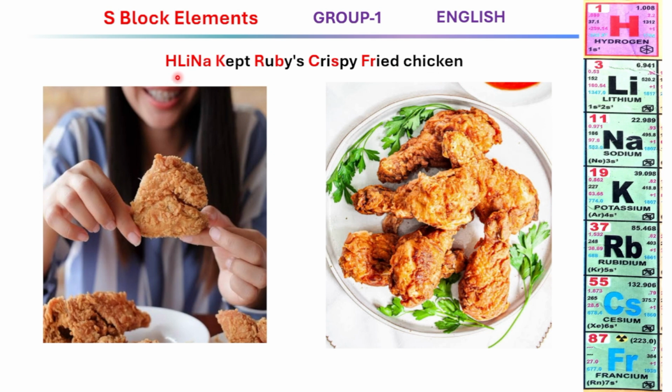Now Helena, this one covers hydrogen, lithium and sodium. And from kept is starting with potassium, K sign. So this K represents potassium. Ruby's, from Ruby, you can remember rubidium. Crispy, from this crispy, CS, you have to remember CS is the symbol of cesium. Crispy fried chicken, so fried, FR, FR represents francium. So Helena kept Ruby's crispy fried chicken, to remember these group 1 elements. Next we will move towards group 2.